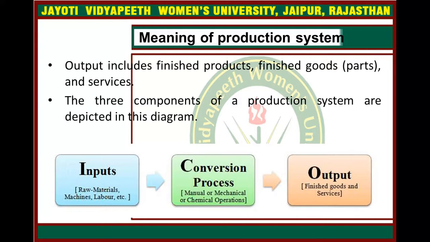And the outputs include finished products, finished goods and services. The three components of the production system are depicted in this diagram. You can see input, in this raw material, machine, labor, etc. This input goes into the conversion process, and in this conversion process manual or mechanical or chemical operations are there, and after that processing we will get the final output in form of finished goods and services.